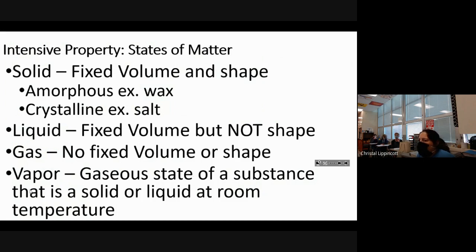But vapor is one that we come back to consistently. So if something is normally, Lawton, bring me that phone. The phone that you just put in your right pocket, bring it to me.